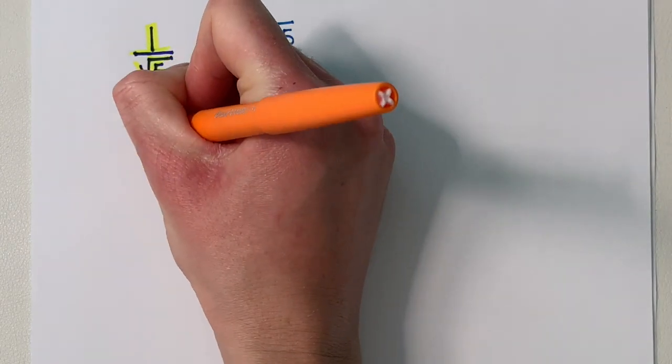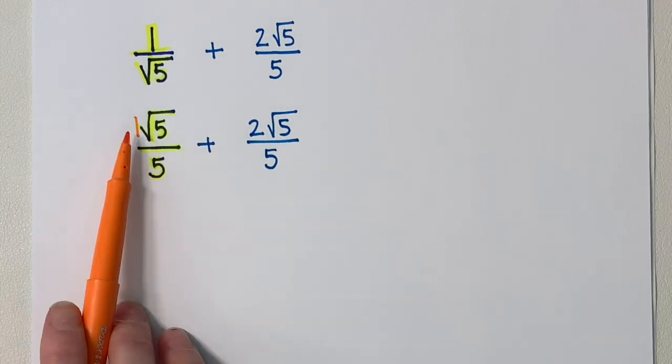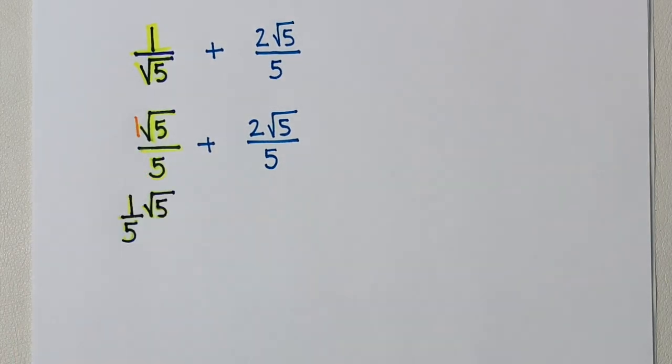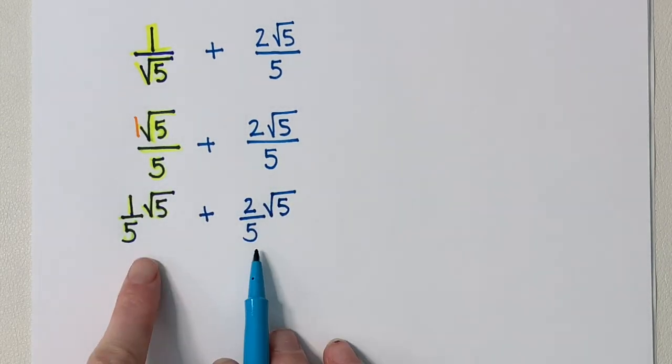We could add a 1 here, and that doesn't change anything. And then I'm just going to slightly rewrite this by pulling the 1/5 out front. And I'm going to do the same thing here. I'm just going to pull this 2/5 out front. Now we can add these by hand.